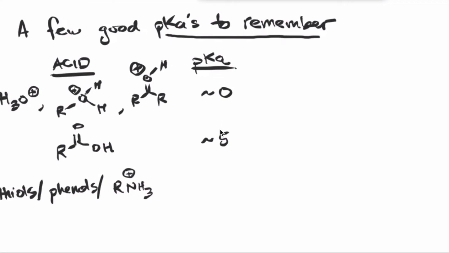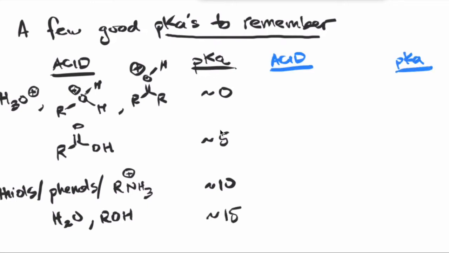Our next group here will be the thiols, the phenols, and the protonated amines. They all have a pKa of about 10. And then there's water or the related alcohol. I like to remember these having pKa's around 15. Of course, there will be slight differences. These are just approximate pKa's.